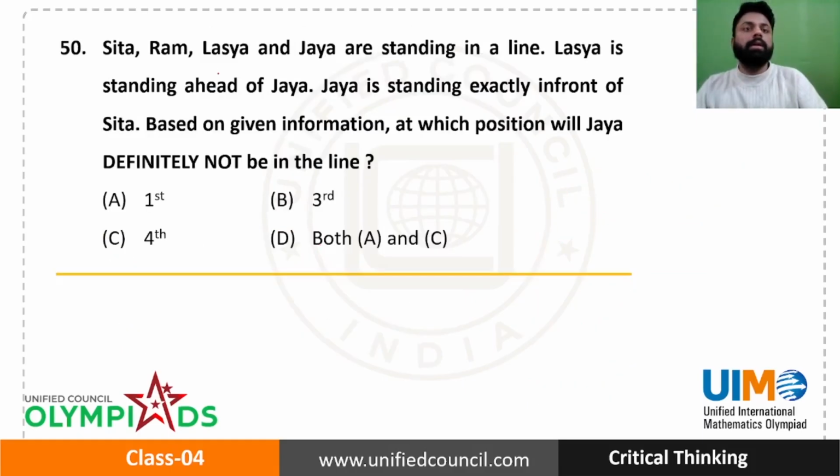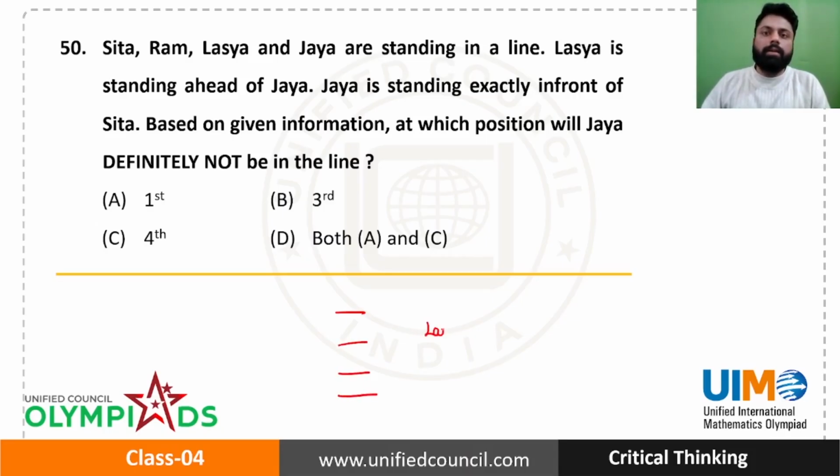And then the next one. Sita, Ram, Lasya and Jaya are standing in a line. 1, 2, 3, 4. Lasya is standing ahead of Jaya. Okay, let's take it as like this. 1, 2, 3, 4. Lasya is standing ahead of Jaya. Jaya is standing exactly in front of Sita.